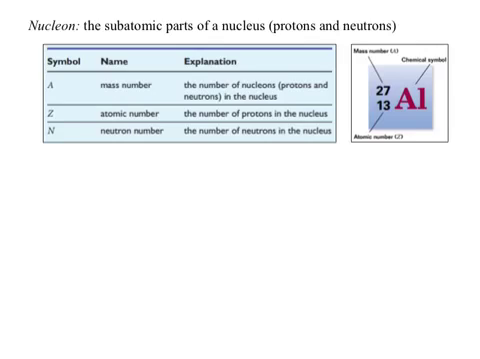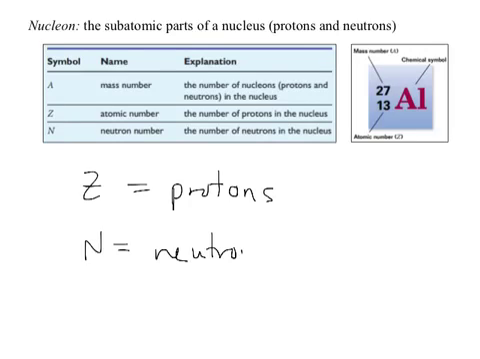The atomic number is listed as Z. The atomic number is the number of protons, always. So we know the number of protons is Z. The number of neutrons is N. This is the neutron number.